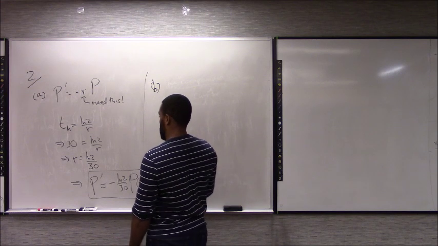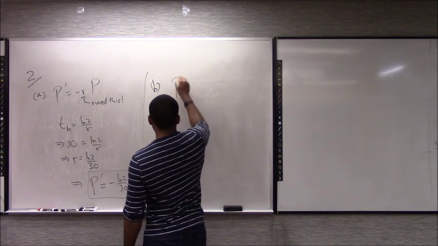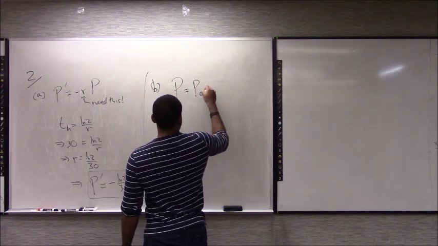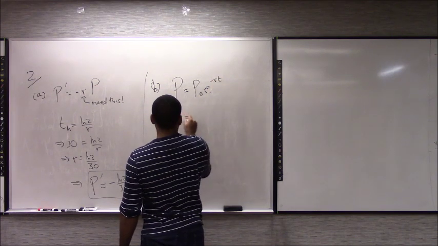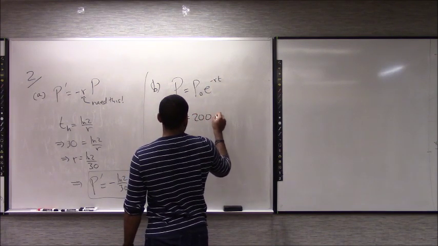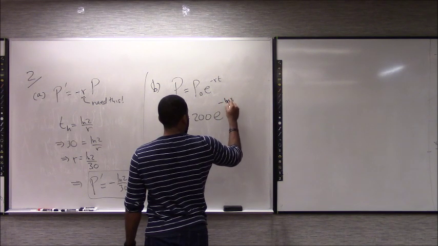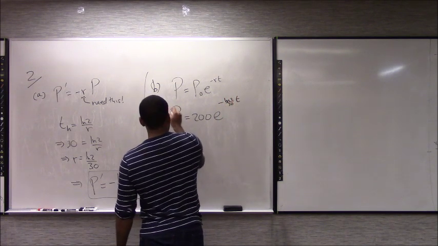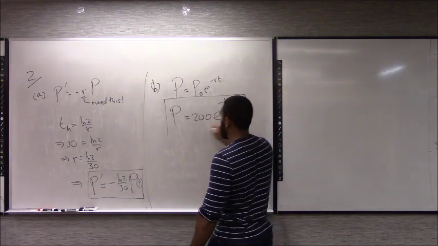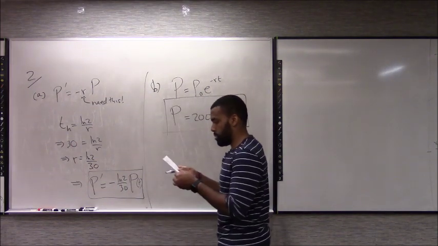What is P of T? Right, you know e to the minus rt, so it's going to be 200 e to the negative ln 2 over 30 t. So that is the formula that gives you the amount after time t.